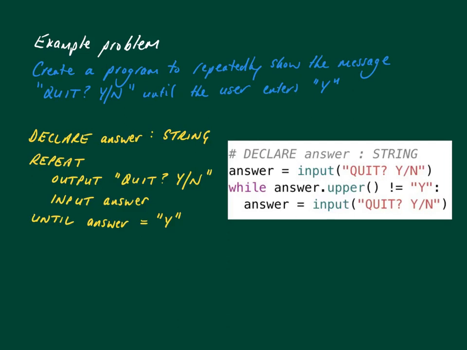So with Python, you only have fixed loops with for loops, or you have preconditional loops, which are while loops. But with pseudocode, you can have fixed loops, you can have preconditional, and you can have post-conditional loops.